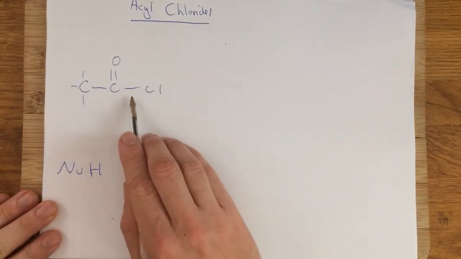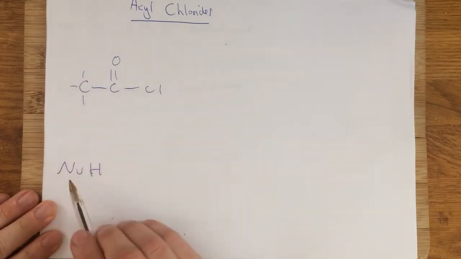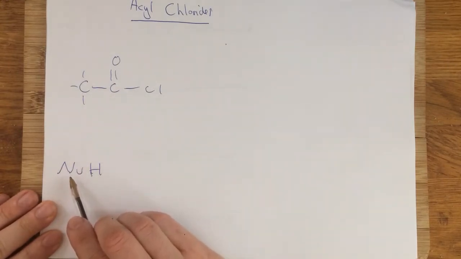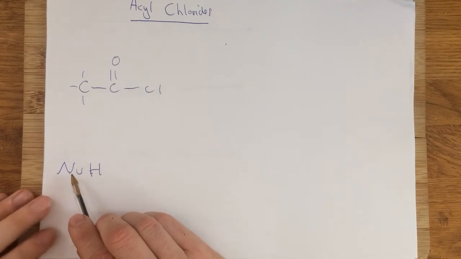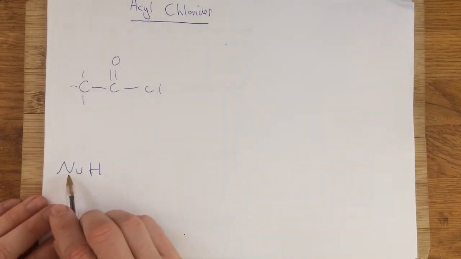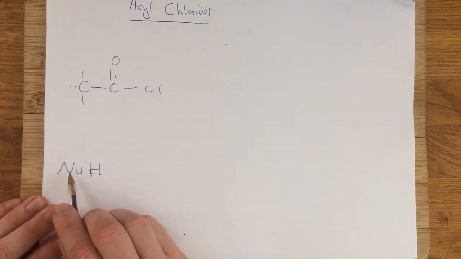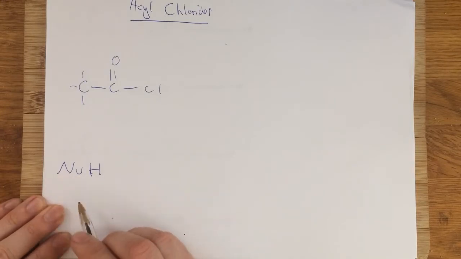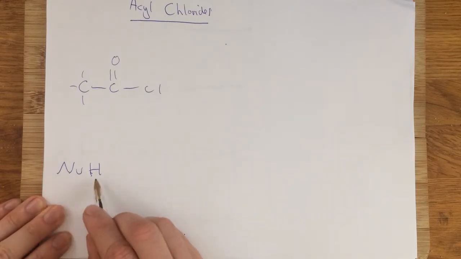So here's an acyl chloride. Now, acyl chlorides tend to react with nucleophiles. So just take a second to ask yourself, maybe you could pause this video and try and think in your head, what is a nucleophile? Okay, so a nucleophile is a lone pair donator. It donates lone pairs of electrons. And the nucleophile that the acyl chloride will be reacting with will be bonded to at least one hydrogen.